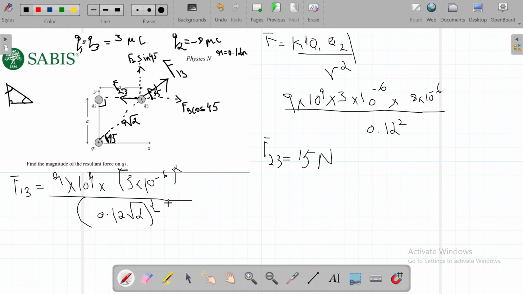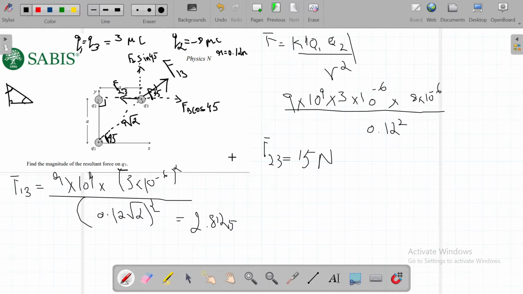If you plug it into a calculator, 9 times 10 to the power of 9 times 3 times 10 to the minus 6 squared, over 0.12 root 2 squared, you get 2.8125. But then we need to resolve it into components.